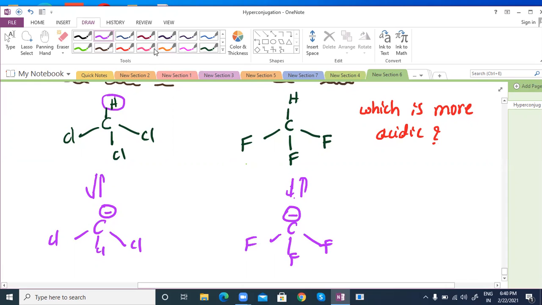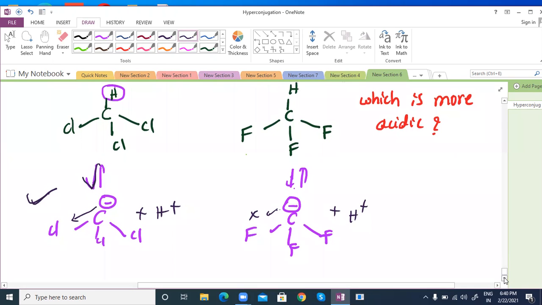In the first case, CHCl3, after getting the anion, it can stabilize it by back bonding because chlorine has vacant d orbitals. But here back bonding is not possible because fluorine doesn't have any vacant orbitals. So this is a more stable anion compared to CF3 minus, so this is more acidic. It can stabilize the anion easily, so the forward reaction occurs. So it has more acidic character. Understood?